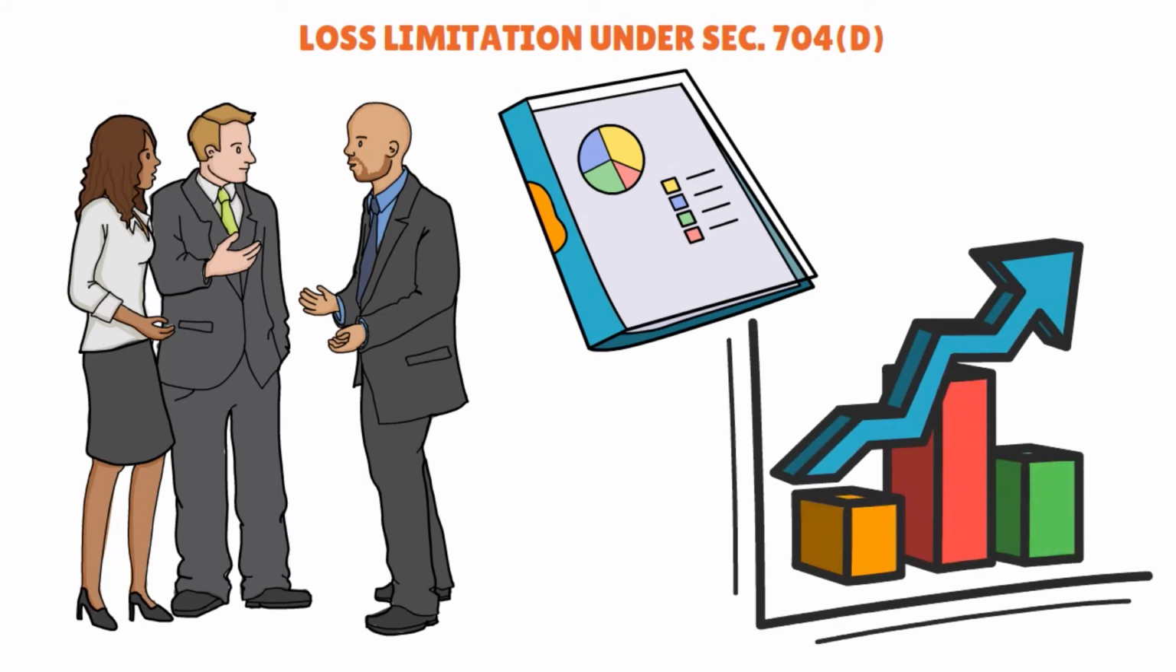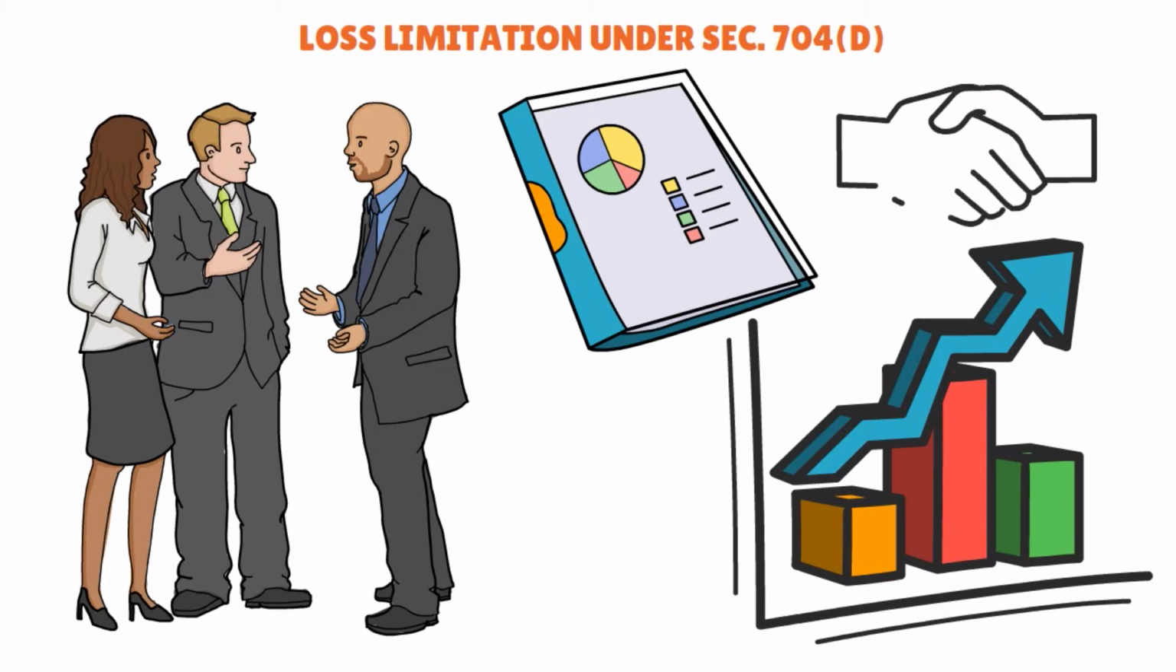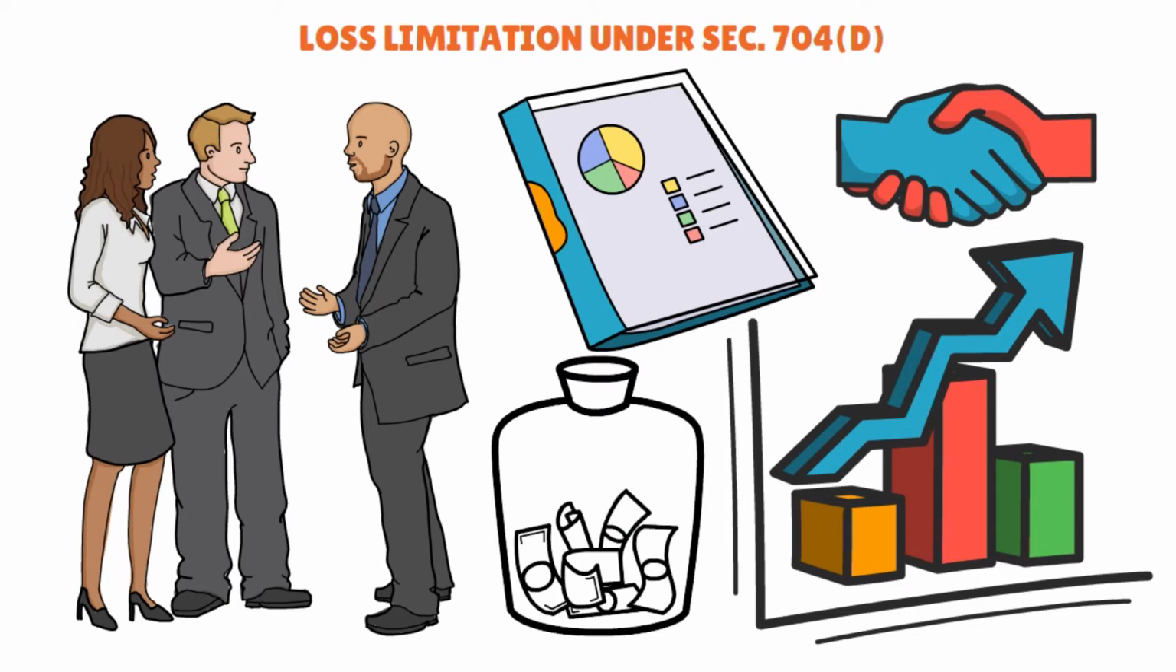And a partner's adjusted basis in his or her interest in the partnership includes the amount of money and the adjusted basis of property contributed to the partnership, increased by any gain recognized on the contribution. Very important to understand, folks.